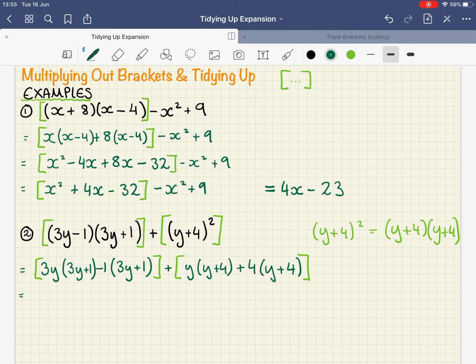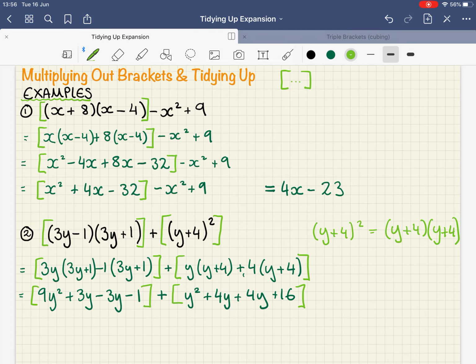So then doing the expanding, 3y times 3y, well 3 times 3 is 9, y times y is y squared. 3y times 1 is just going to stay as 3y. Minus 1 times 3y is going to be negative 3y. The negative 1 times 1 is going to give me negative 1. Then y times y is y squared. y times 4y is going to give me plus 4y. 4 times y is another 4y. Then 4 times 4 is 16.